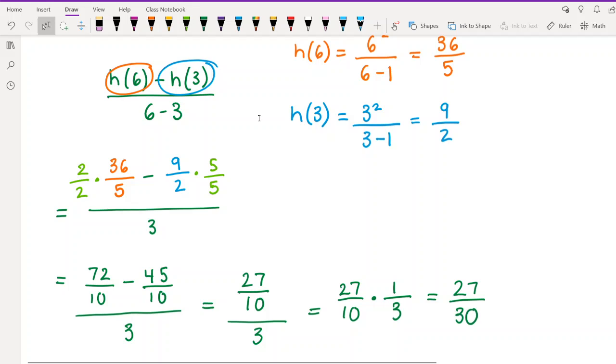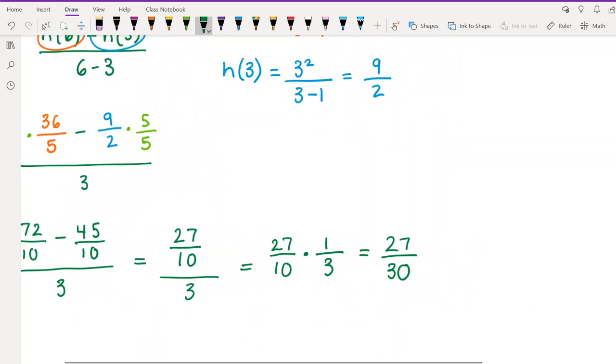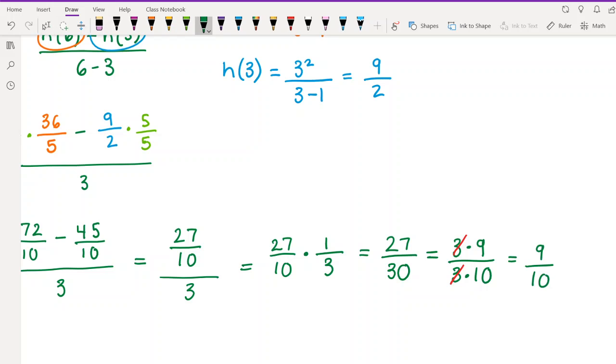And now this fraction actually can be simplified. So we want to look for any common factors in the numerator and in the denominator. Both 27 and 30 are divisible by 3, right? Which means that we could rewrite this as 3 times 9 over 3 times 10. And because they both have this common factor of 3, we can divide by 3 and we're left with 9 over 10. And so that is our average rate of change.